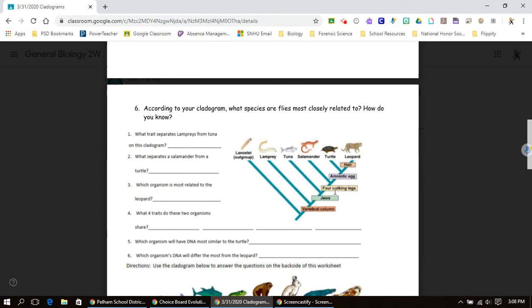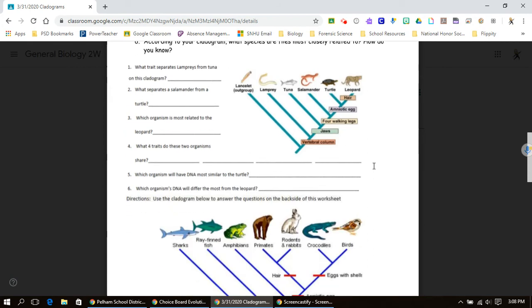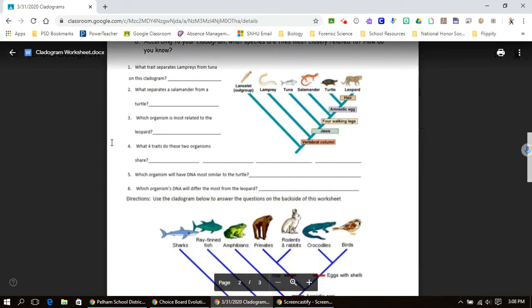Just like 4 walking legs developed for the salamander, the amniotic egg for the turtle, and the hair for the leopard. Hopefully that makes just a little bit more sense to answer the rest of these questions here.